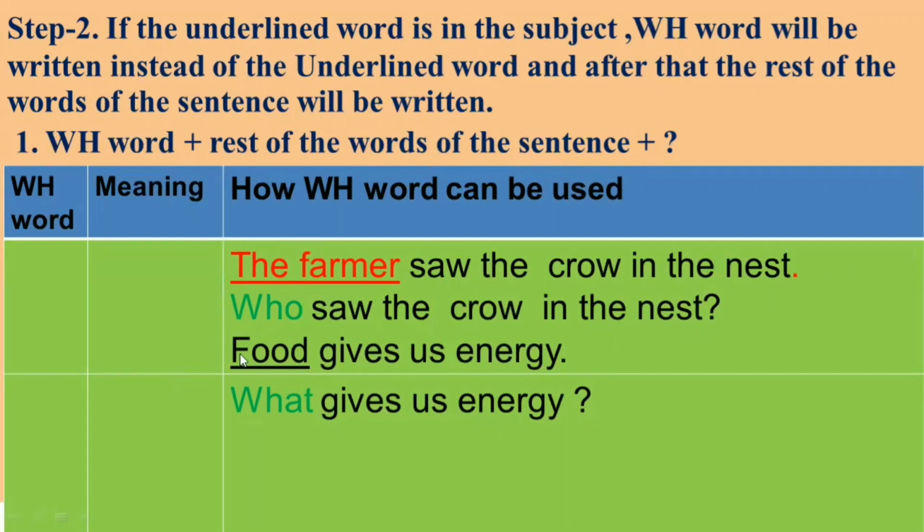My dear students, second one: food gives us energy. So look at the underlined word. Yes, food. It indicates a thing. So the WH word will be what. Right here, what. And as I said, if the WH word is used instead of the subject, then the other words of the sentence will be written, okay? So gives us energy, right here, gives us energy and question mark. So the WH question is, what gives us energy?